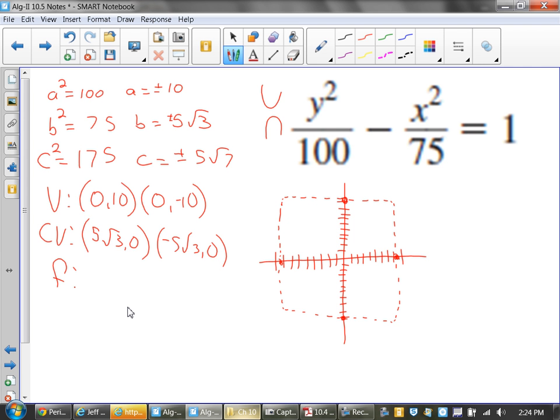The focus, remember, since it's going up and down, is going to be higher up than the 10 for the A values. Square root of 175 is bigger than 169 and less than 196, so it's got to be 13 and change. Here's 10, 11, 12, 13, 14, so we'll say it's here. Put in your asymptote. This would be 0, 5 root 7.